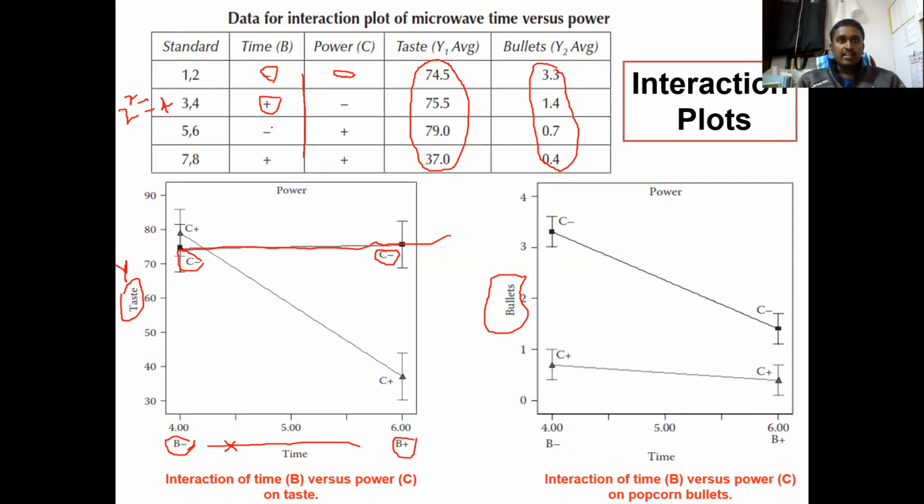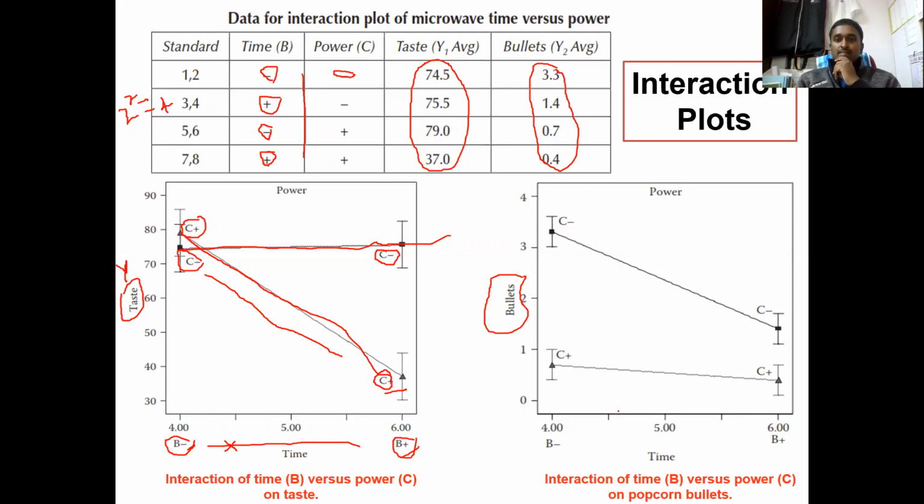But once again, when you keep B at minus and increase to plus, and C is at the highest level, C plus, you can see there is a drastic reduction in the response, that is taste. That's what the interaction is. B is at plus level, C is at plus level, it says BC. We have seen before also, BC having interaction, which is minus 10 times negative. That's why you can see the taste is reducing drastically, because B and C are interacting with each other to reduce the taste drastically. That is called interaction.